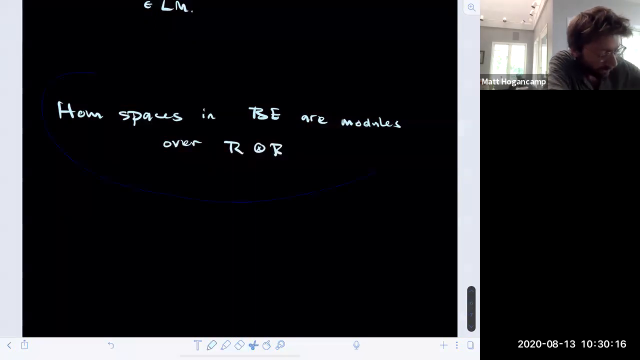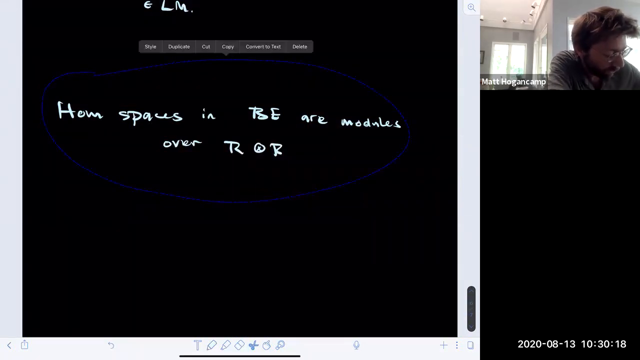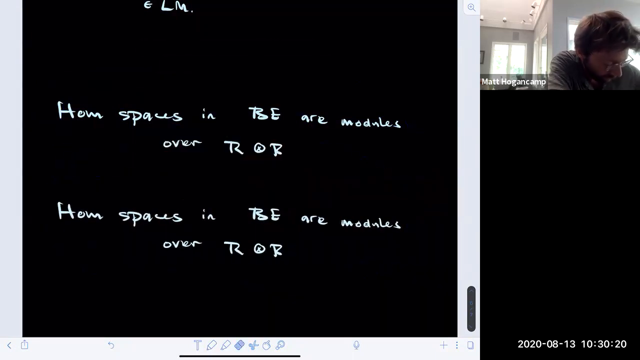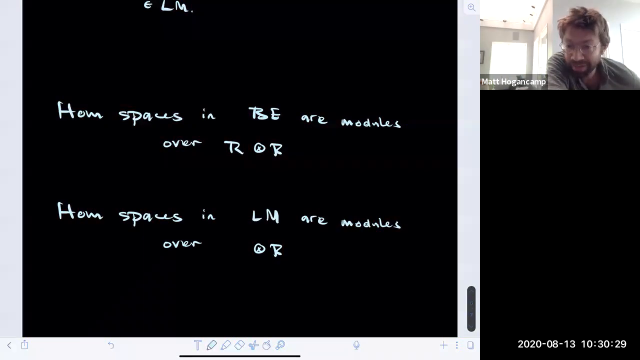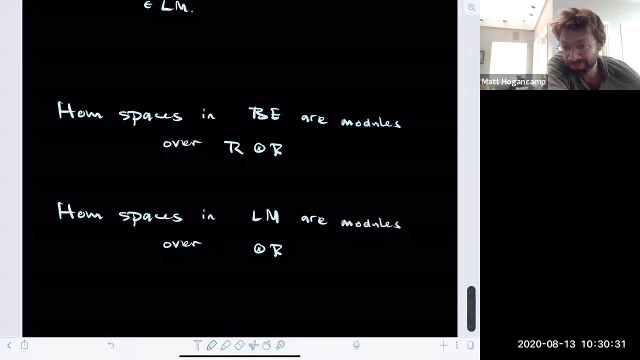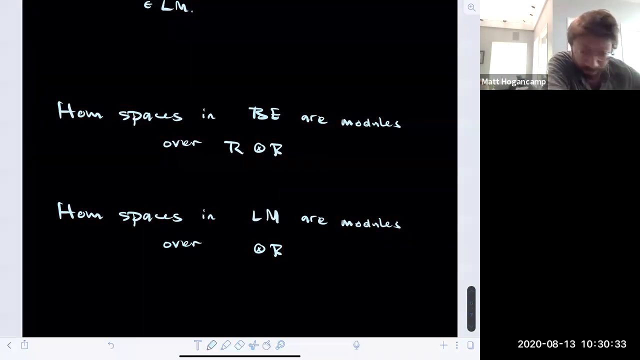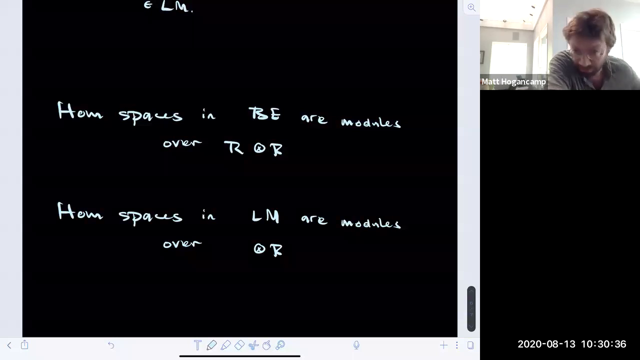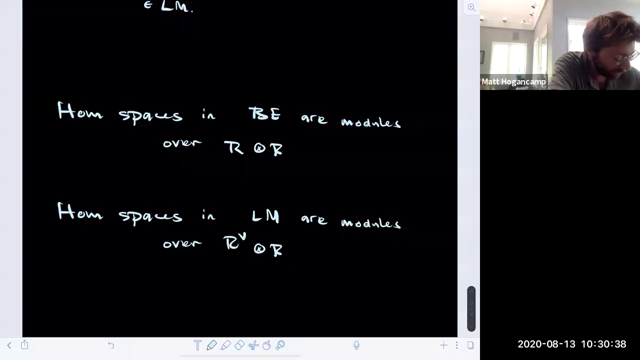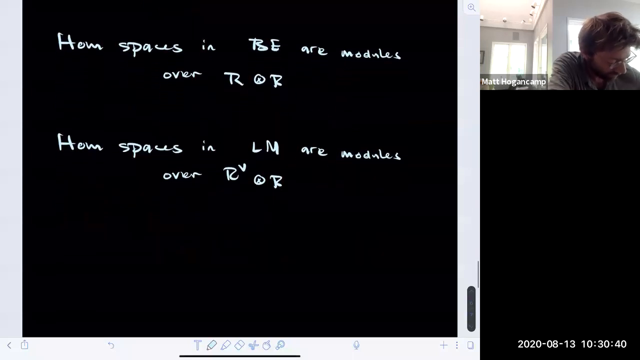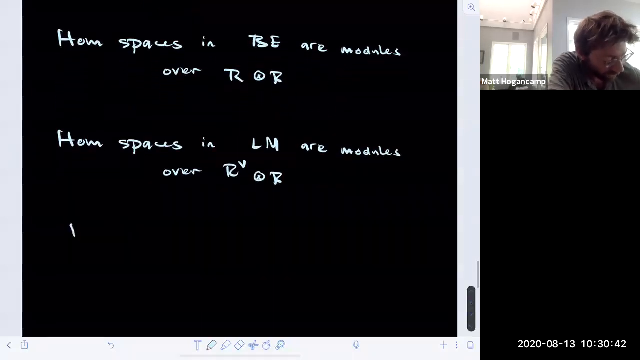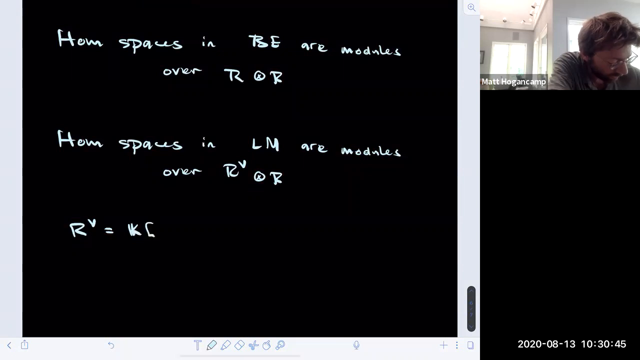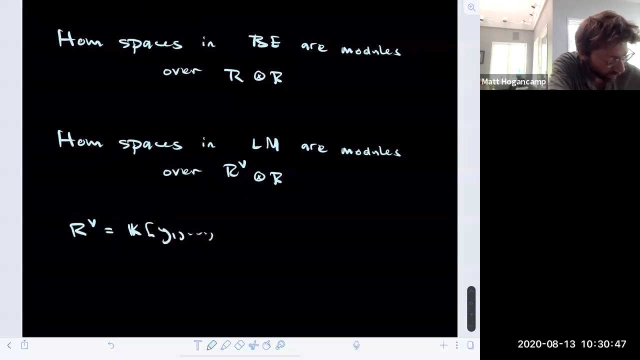Okay, Hom spaces in LM, what did we do? Well, we killed R, right? We killed the left R, right? Yes. But in doing so, somehow we pick up an action of R check, where R check is the following object. R check is the polynomial ring in these y's, where y's are dual to x's.